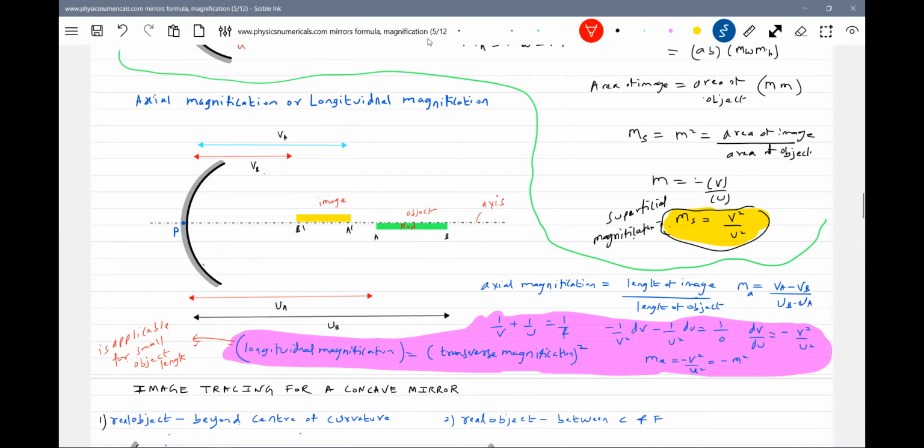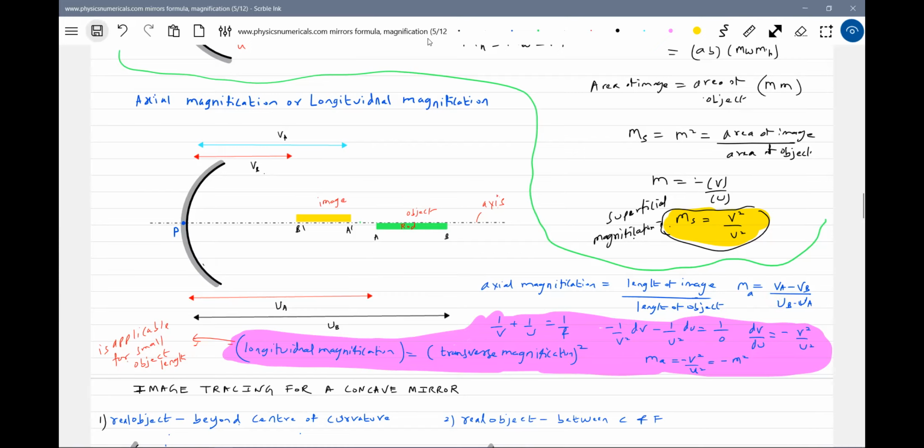How can you say it's a small object compared to focal length? Suppose the length of the object is f by 10. Focal length of the mirror is f. So definitely f by 10 is very small, so we can use this formula directly. When the length of the object is not small compared to focal length, then you should not directly use this formula.